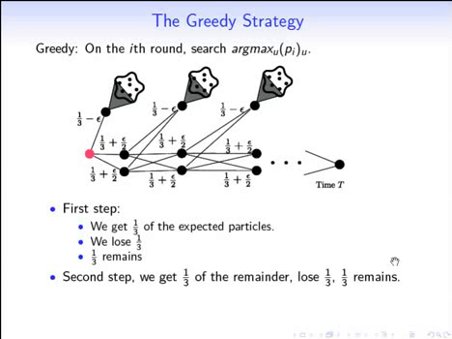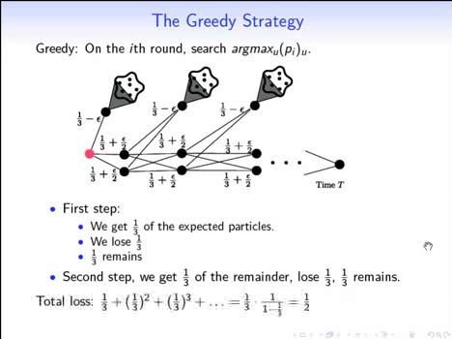In the second step, a similar thing happens. We get 1/3 of the remaining particles, we lose 1/3, and 1/3 continues moving through the levels. So let's see what the total loss is. In the first round, we lost 1/3 of the particles. In the second round, we lost 1/3 of the remaining third, and so forth. And so you can see when you do the summation, we lose about 1/2 of the total particles in the system.